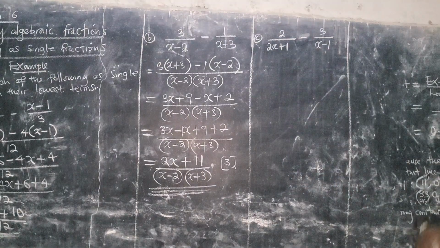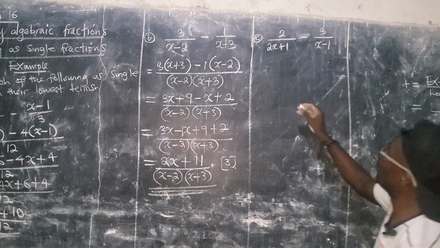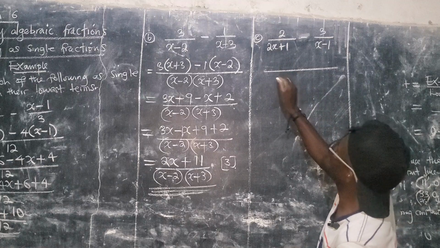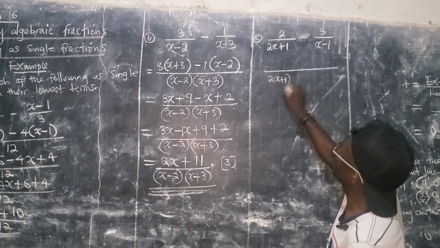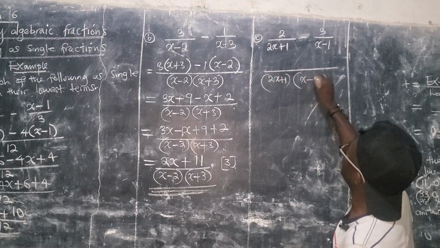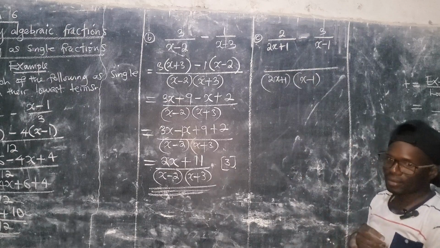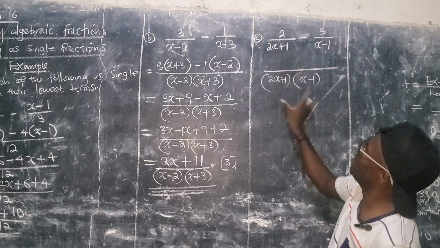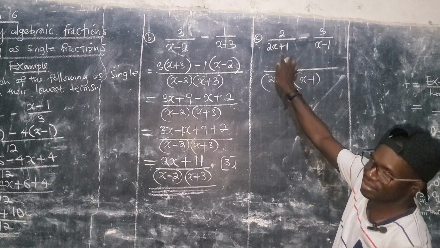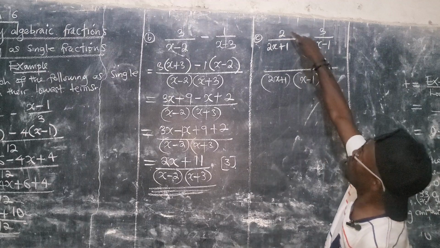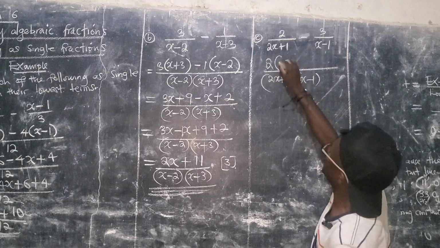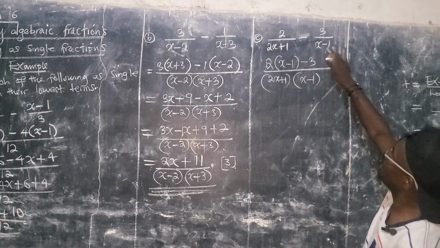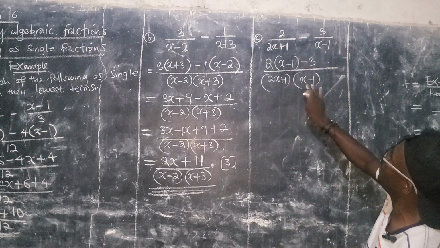Looking at the last one, we're doing the same thing that I did there. You look for what is common. What is common there is this 2x plus 1 and also x minus 1. Then we divide this into these two. If this divides into these two, this and this is the same. What remains is x minus 1. We multiply 2, so 2 open x minus 1, minus 3.